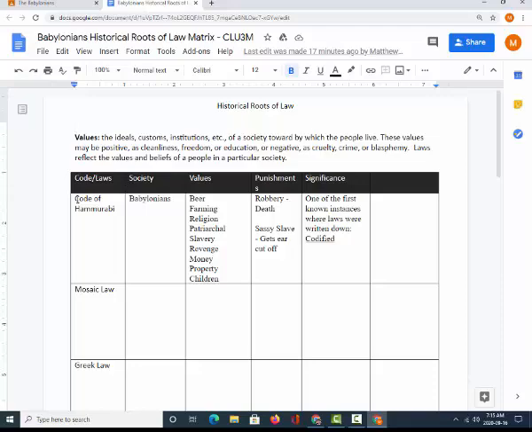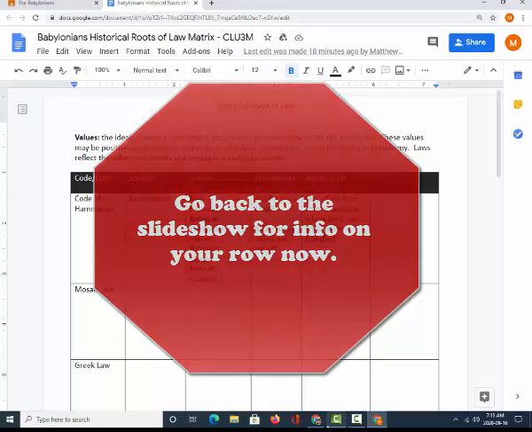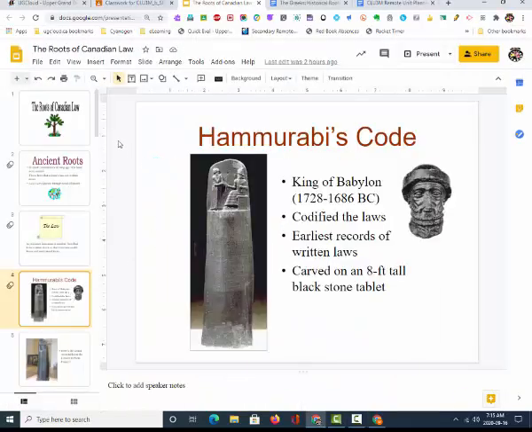Now it's time to take a look at how to fill out the Historical Roots of Law matrix. Since I was assigned the Code of Hammurabi, I need to go back to the Historical Roots of Law slideshow and find the Code of Hammurabi on the slideshow. You'll see on slide number 4, I can find Hammurabi's Code.